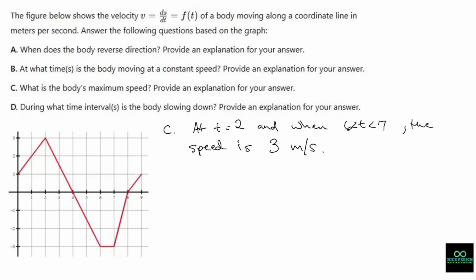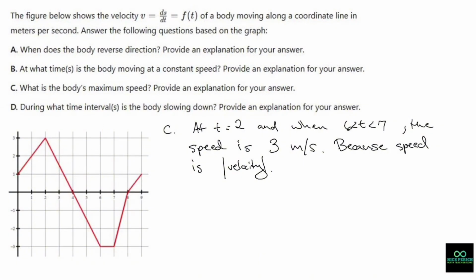Okay, and again, the explanation for that is because speed is the absolute value of velocity. Now, if it asks you the question, what is the maximum velocity? The answer would be 3. What is the minimum velocity? The answer would be -3. But that's not what it's asking. It's asking for speed, which is the absolute value of velocity.